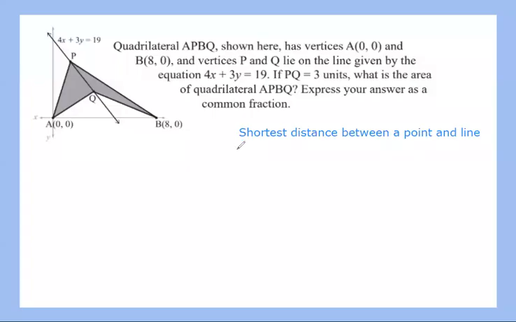Hello, everyone. So this is another MATHCOUNTS team round question. It was a state level, number 8. We have a quadrilateral A, P, B, Q, and two vertices A and B are given. We are given the equation of a line, which is 4x plus 3y, and we also know PQ, which is this segment, is 3.